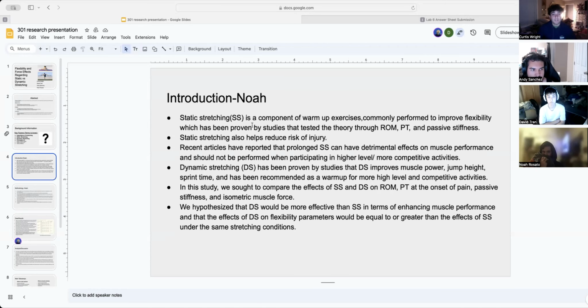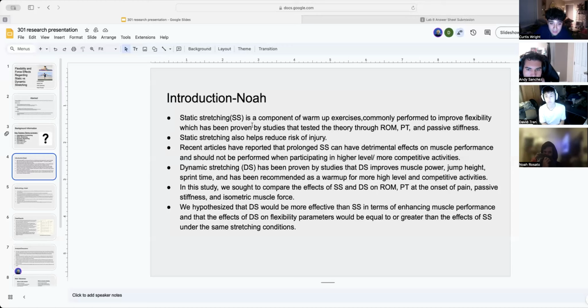The introduction: static stretching is a component of warm-up exercises commonly performed to improve flexibility, which has been proven by studies that tested the theory through range of motion, passive torque, and passive stiffness. Static stretching also helps reduce the risk of injury. Recent articles have reported that prolonged static stretching can have detrimental effects on muscle performance and should not be performed when participating in higher level, more competitive activities. Studies have shown that dynamic stretching improves muscle power, jump height, and sprint time, and has been recommended as a warm-up for more high-level and competitive activities.